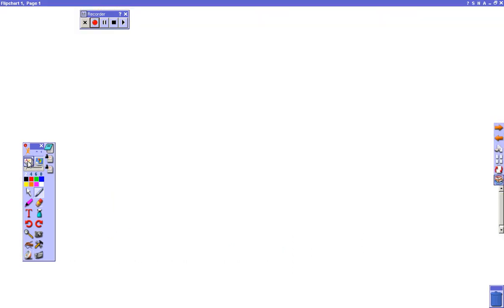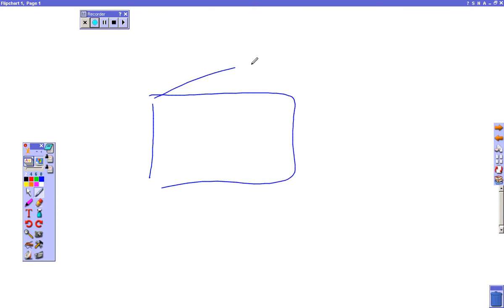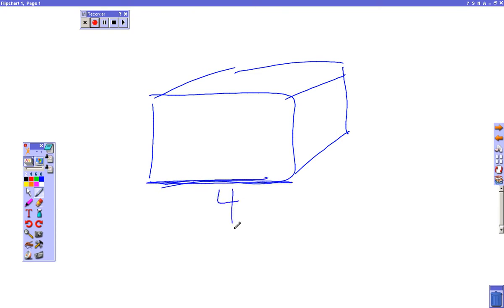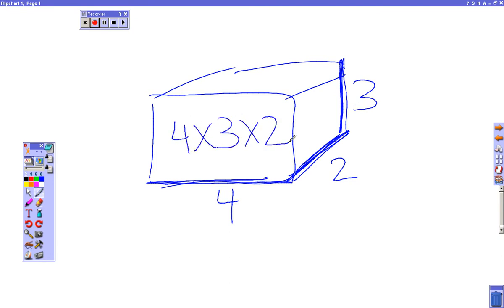I'm going to clear this off. And number 2, you'll notice on this shape it looks something like this. Across the bottom here you have 4 cubes. Going toward the back, or the width, we have 2 cubes. And the height of the shape going this way, 3 cubes. So to find the solution, all we have to do is multiply 4 times 3 times 2. 4 times 3 is 12, and 12 times 2 is 24.